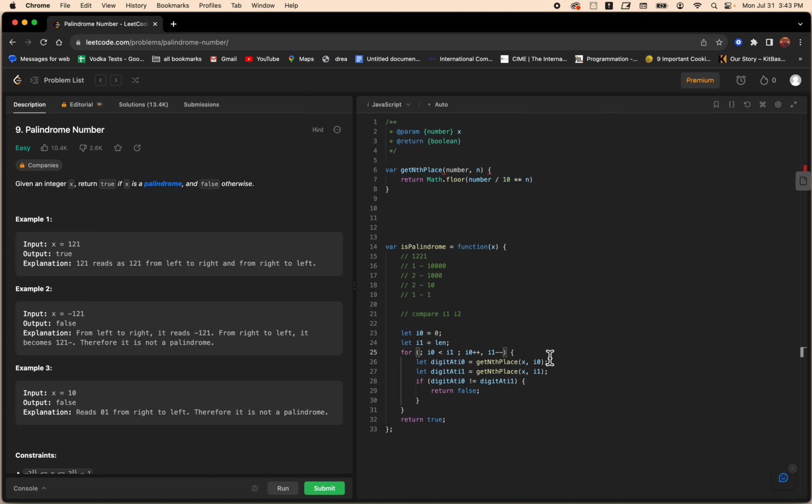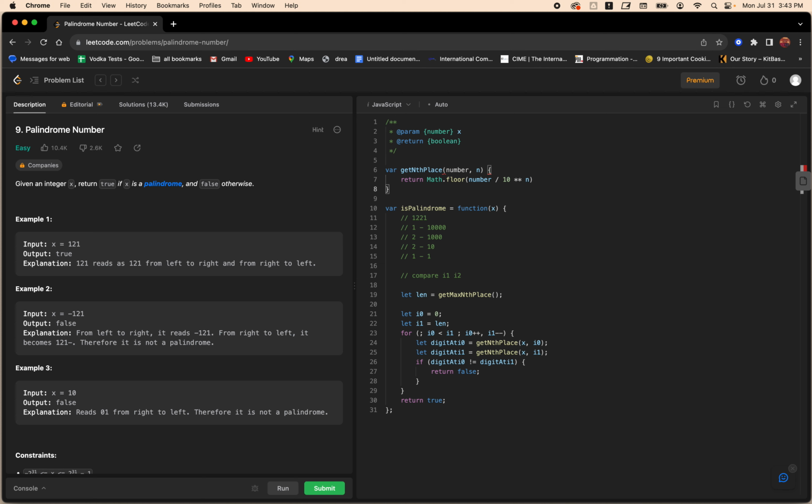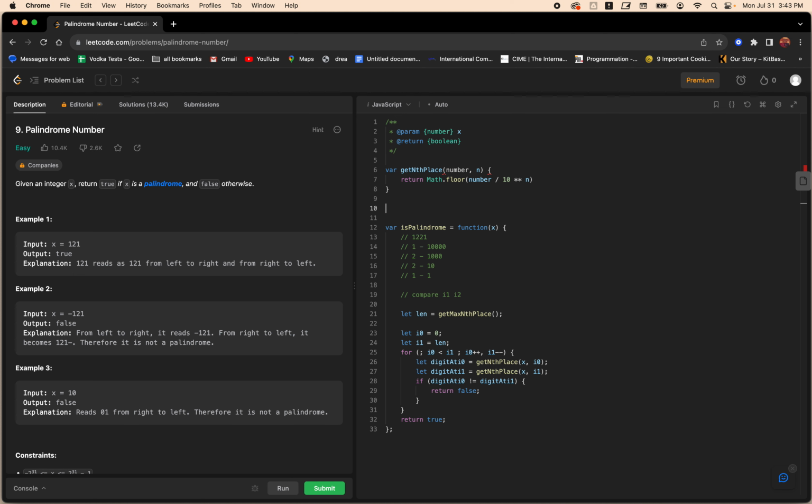So we've got a loop. I think our edge, this is the part we don't know, right? Let len equals get max nth place. This is basically needs to tell us how many digits are in this number. And remember, we are trying to do this without converting it to a string, okay? I think the way that I can do this is essentially calling get nth place over and over. So let's, why am I calling that? Get number of digits in X.